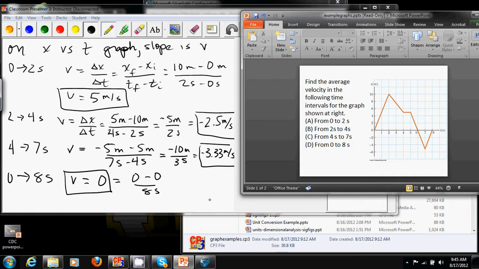Now 0 to 8 is easy, okay, because your initial position and your final position are the same. They're both your origin, or 0 meters. And so that means that your average velocity over the whole time interval is 0. This tells you a lot about the difference between average and instantaneous velocity, by the way. Even though you have velocities for all these other time intervals, except right here, of course, your net average velocity is 0 because your net displacement is 0.